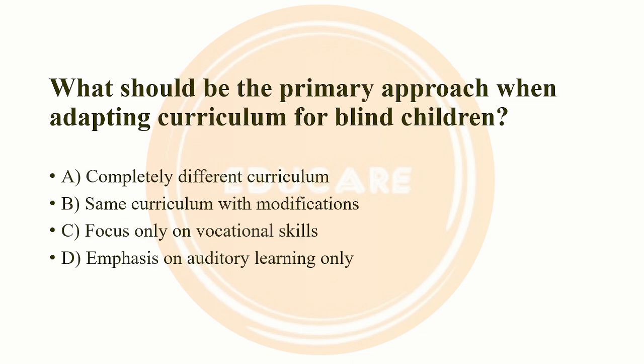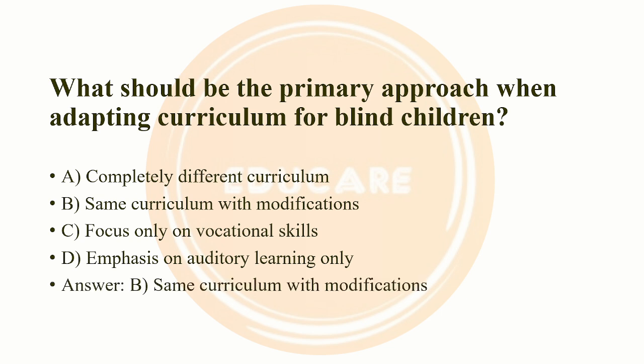What should be the primary approach when adapting curriculum for blind children? Options: completely different curriculum, same curriculum with modification, focus only on vocational education, emphasis on auditory learning. Option B, that is same curriculum with modification.